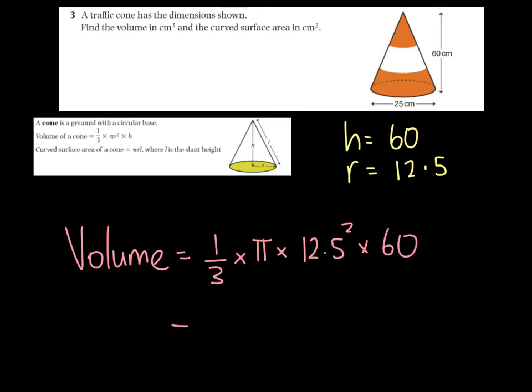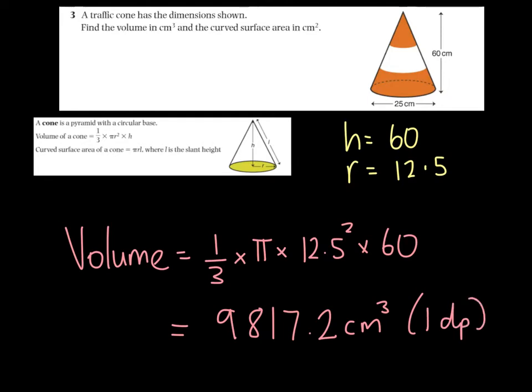Again, just stick all that into your calculator, and you get your answer. So that's going to be 9,817.2 centimeters cubed. Again, I've just rounded that to one decimal place. Okay. Right, let's move on to the next bit. So we're sticking with the same question. We found the volume, so now we want to work out the curved surface area.